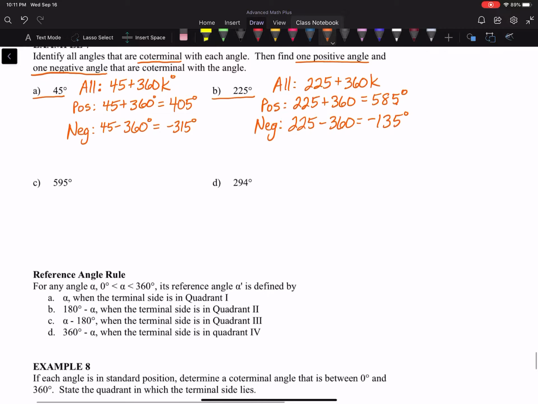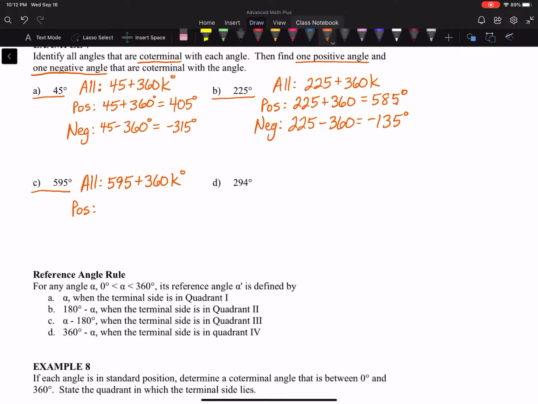595. Okay, so for all of them, a little bigger this time, we're going to say 595 plus 360 times K degrees. For a positive, since this one's more than 360, we can actually subtract 360 if we wanted to. Or you can add 360. It does not matter, whichever one you want to do.